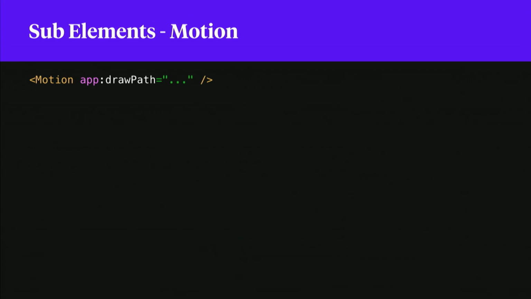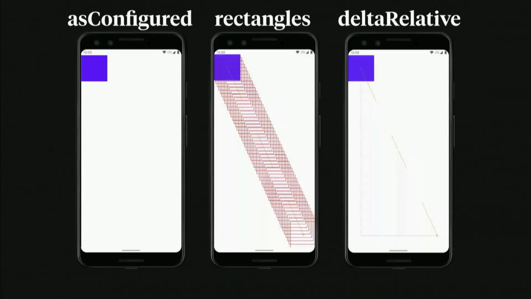Next up is draw path. What this basically is is more of a debug thing than anything else, and as configured is just no draw path. Rectangles is where you're allowing the scene to draw a path with rectangles outlining the exact dimensions of the view along its path. And delta relative is showing you the delta relative of the path, like the horizontal and the vertical component of the motion.